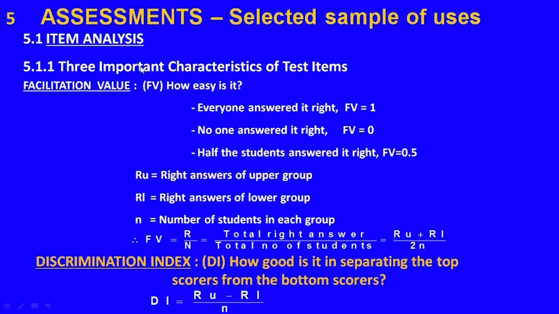Item analysis. Three important characteristics of test items. Facilitation value. When you go to a large hotel, there is a facilitation desk. That means the people at that desk make your job easy. So, facilitation means making things easy.